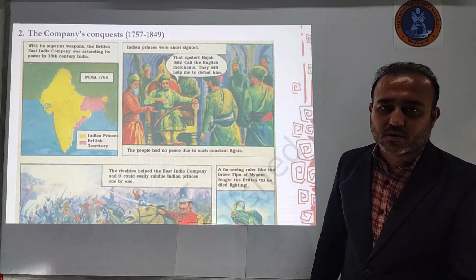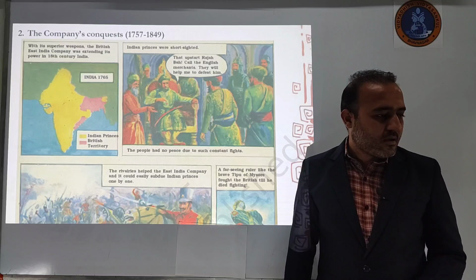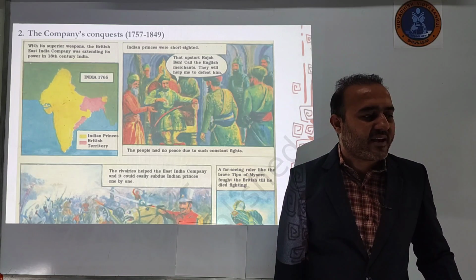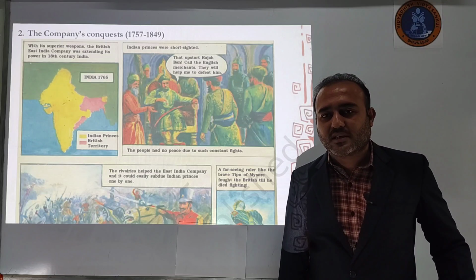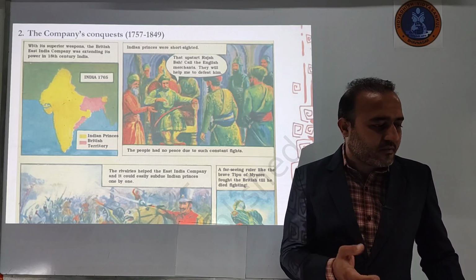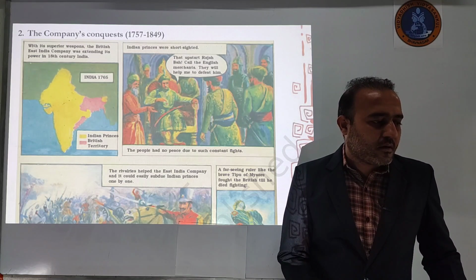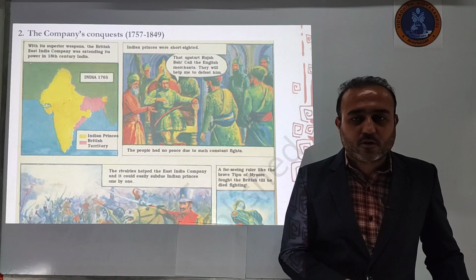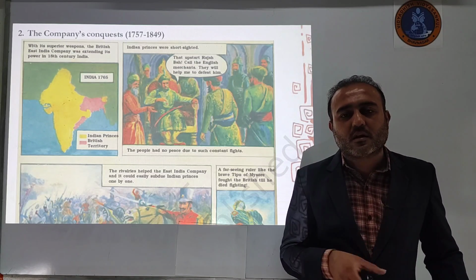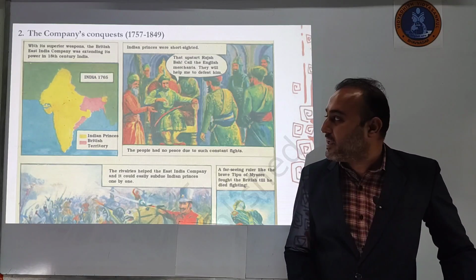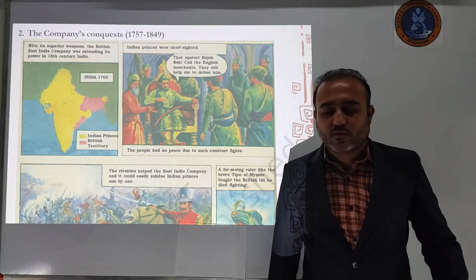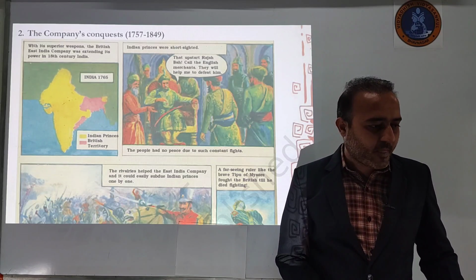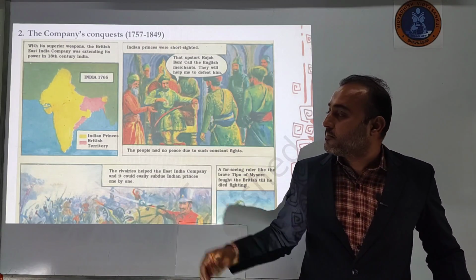So let us find out what is written over here. With its superior weapons, the British East India Company was extending its power in the 18th century India. So in the picture we can see, right, the yellow color is of Indian princes. That means it was the Indian territory under the control of Indians. And the pink color, that was the British territory. So that was just the beginning. Fine. Moving to the next picture.